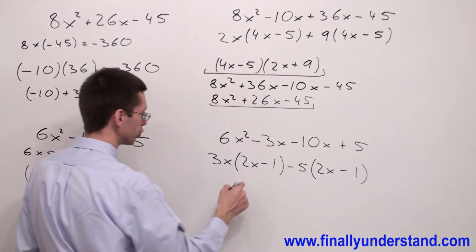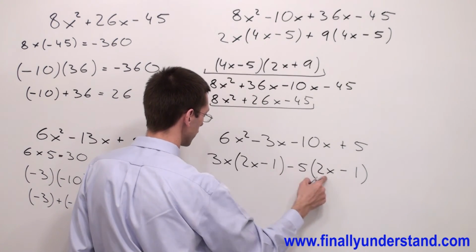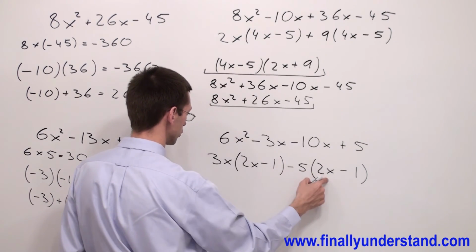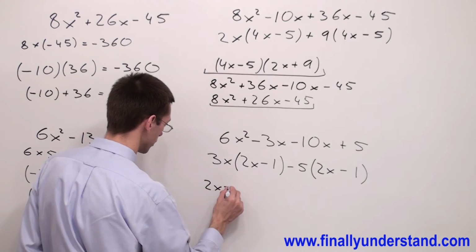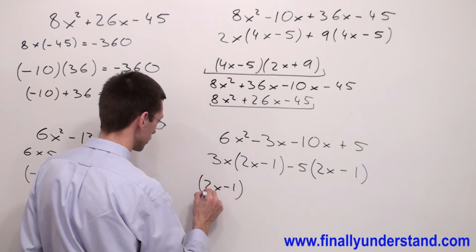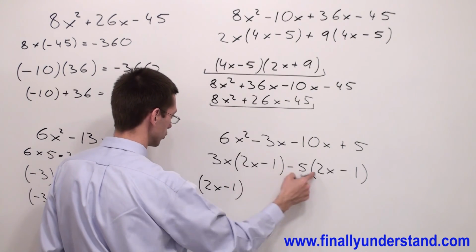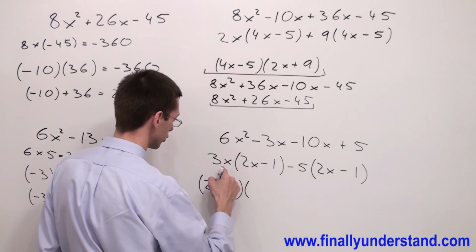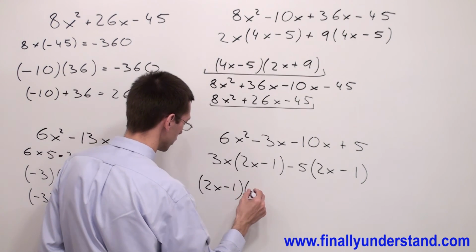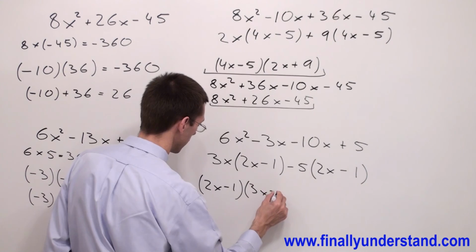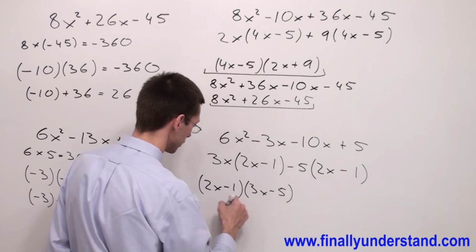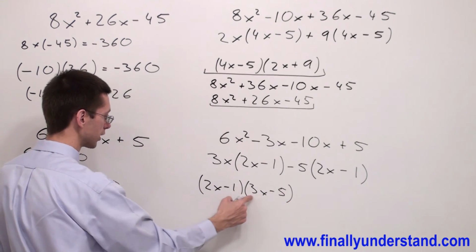Next, I'm supposed to factorize the common term for these two terms. So I have 2x minus 1. This is the common term for these two terms. And whatever is left I'm going to write in a separate pair of parentheses. I have 3x minus 5. This is my solution. Let's check if this is true.